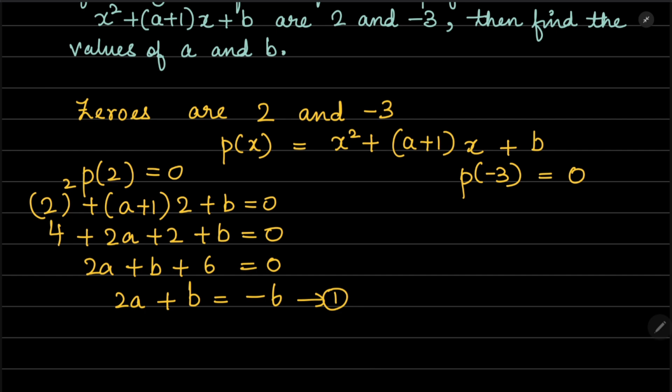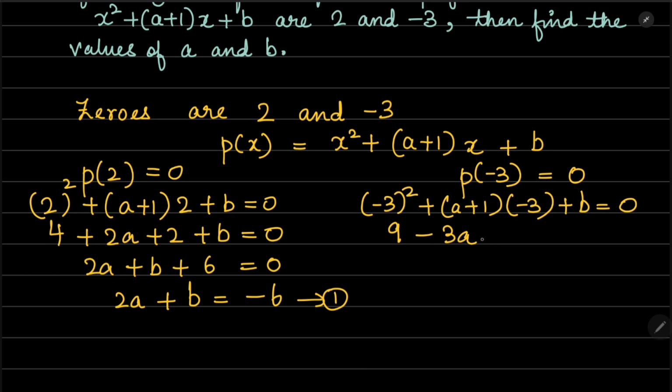Now, let us substitute in place of x, let's put minus 3. So, you'll get minus 3 the whole square plus a plus 1 multiplied by minus 3 plus b equal to 0. So, you have minus 3 the whole square is plus 9, minus 3a, minus 3, plus b equal to 0.